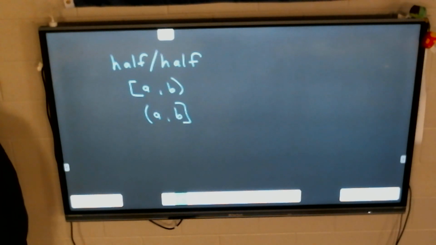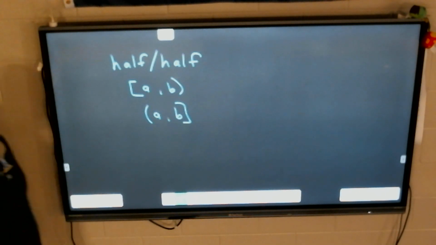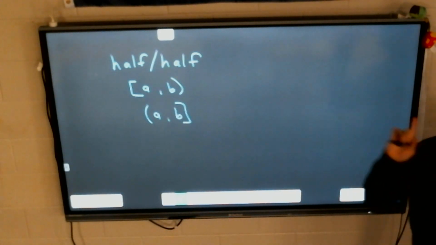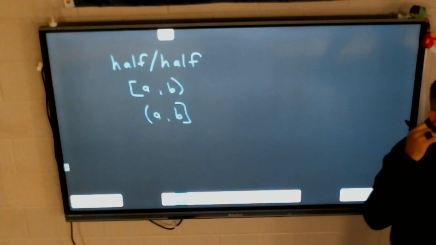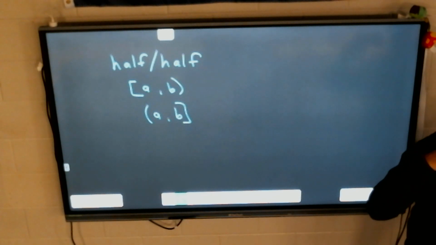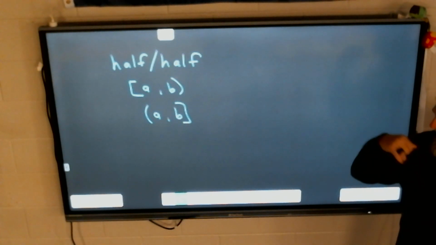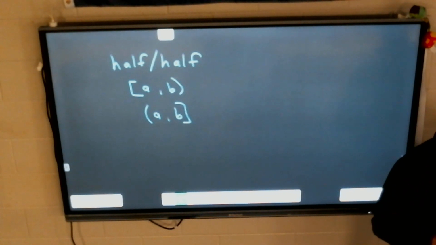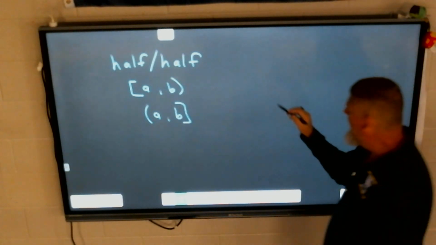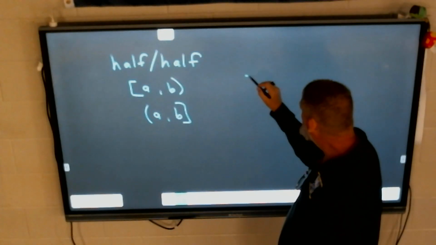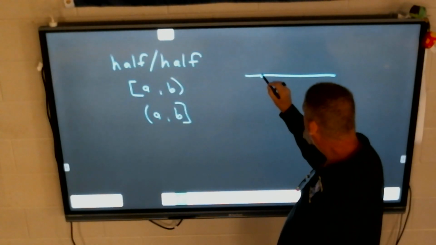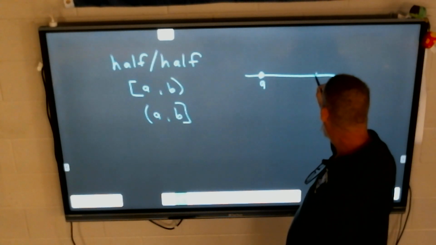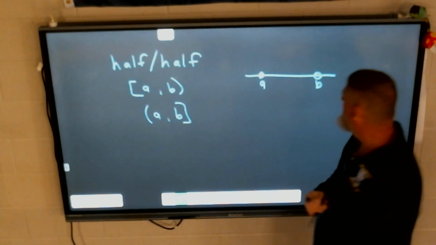Okay, so half open, half closed. These are the other two possibilities. Put on your geometry hat for a second. What object from geometry would be considered a half open, half closed interval? I'm going to tell you what it looks like. Let's say I have a number line, and I go from closed point A to open point B.